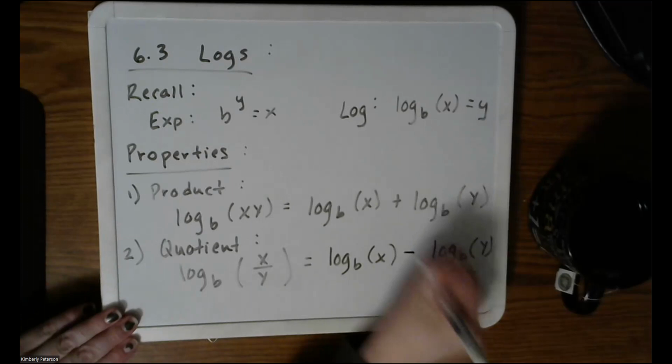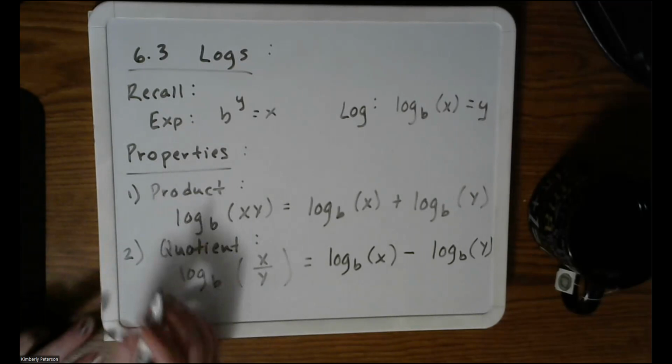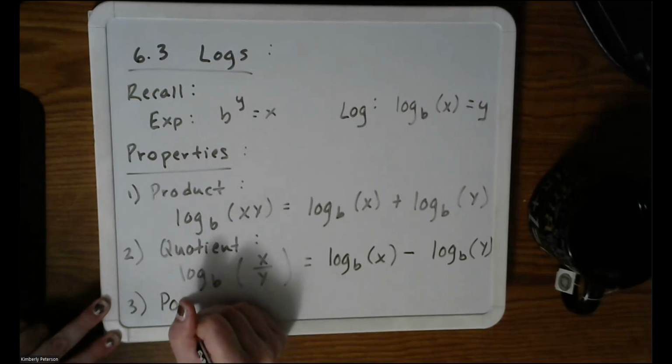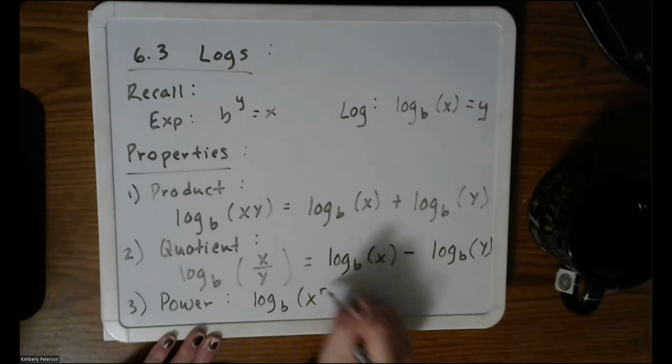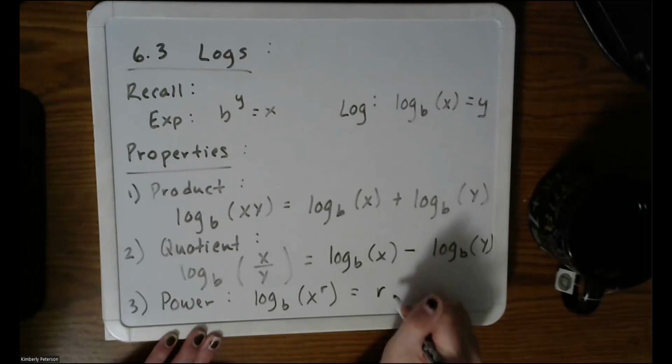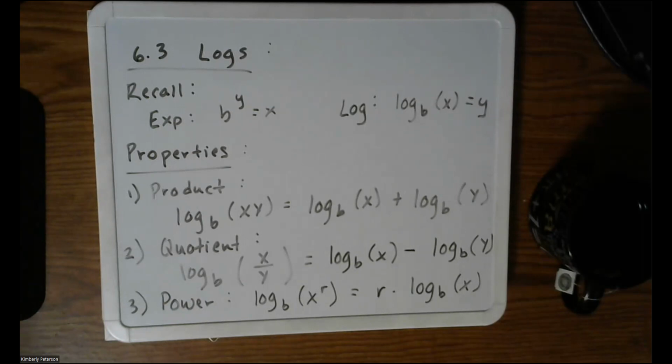So again, the idea is maybe you have two logs that are being subtracted. You need to combine them into a single log. Therefore, you can solve an equation. And then the one that's used most often is the power rule. So this one looks like log base b of x to the r. And then you just bring the exponent out in front. So if you do have an exponent, you can remove it by just pulling it outside. So these are three key properties that you'll need to know for logs.